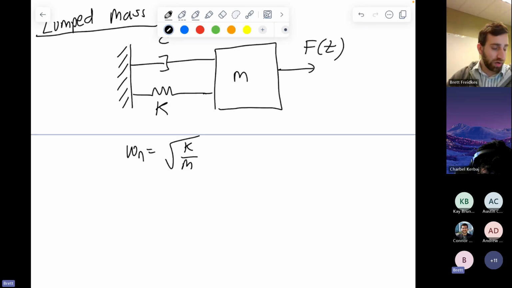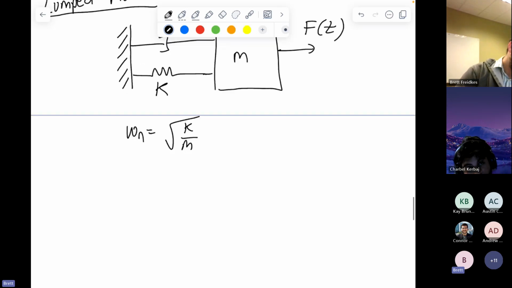So we see that we can learn a lot about our system. And this is, more or less, a very simple system to look at. You can do Newton's second law. You end up with your differential equation, m x double dot plus c x dot plus k x is F or 0, depending on if it's free or if it has some external force. And you can solve that differential equation depending on the situation.